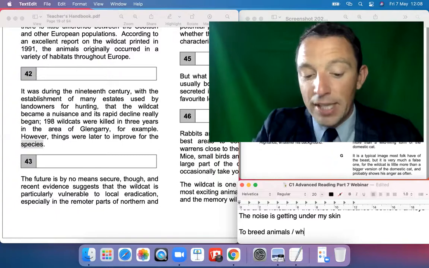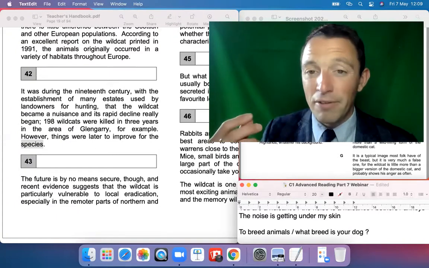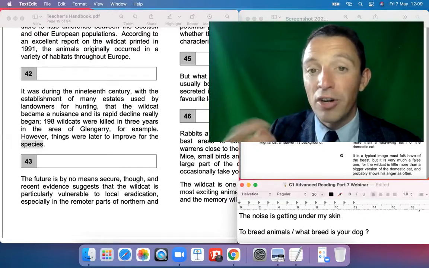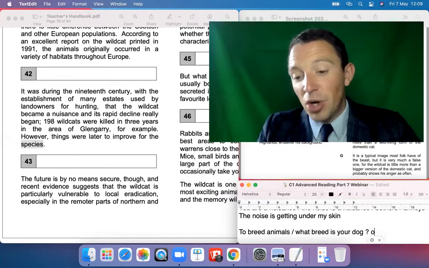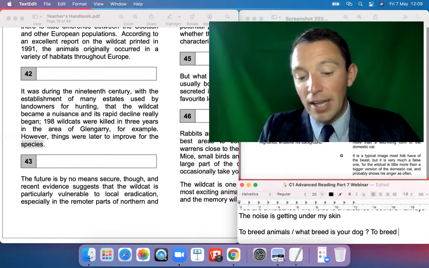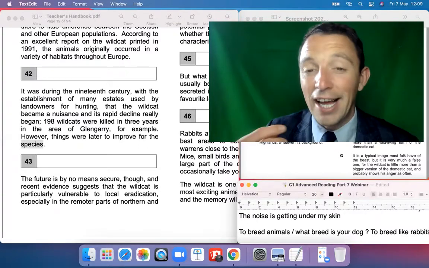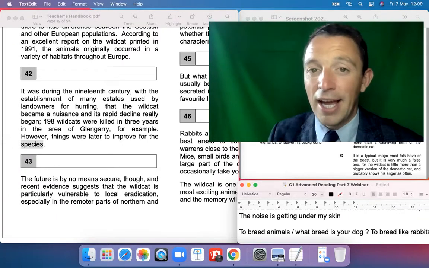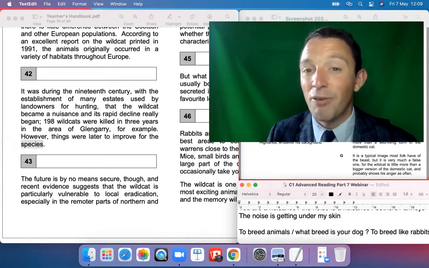For example, we say, what breed is your dog? And that means what type of dog. In Spanish, I think you say raza. But what breed of dog do you have is what type of dog. And a little joke, I suppose, in English we say to breed like rabbits, because obviously rabbits reproduce a lot. So this is a joke, a metaphor for people that maybe have big families, is a possible joke, or a bit informal as well.